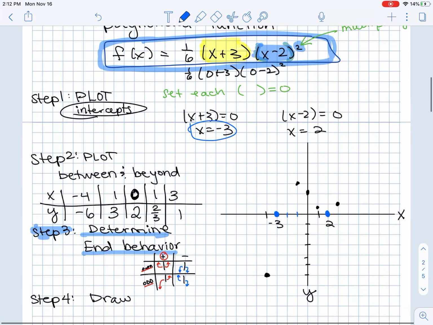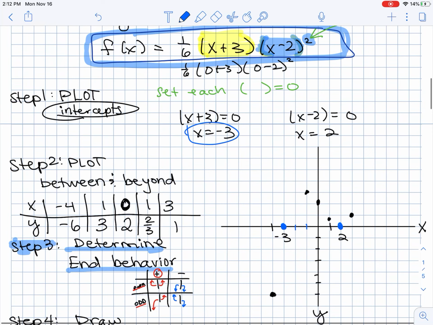Remember, we're going to go back to our function. Now, this is where it gets a little bit tricky, in that this is in factored form. So if I were to multiply this out, remember, I'm only looking for that leading term, that leading coefficient. So I'm just going to multiply the first part of each of these. So 1/6 times x squared is going to give me my leading coefficient. So we say 1/6 times x squared, and that gives me 1/6 x to the third.